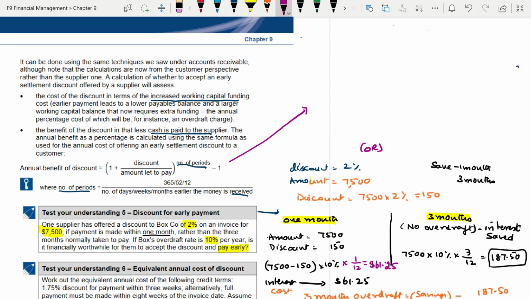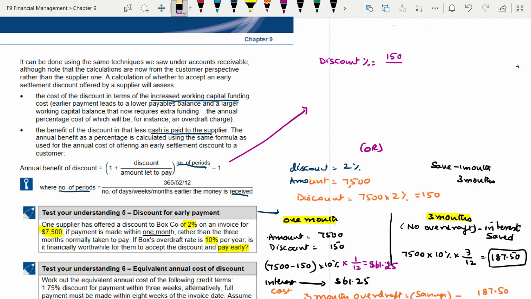See the thing. How much is the discount in terms of percentage? We are getting a discount of 150.